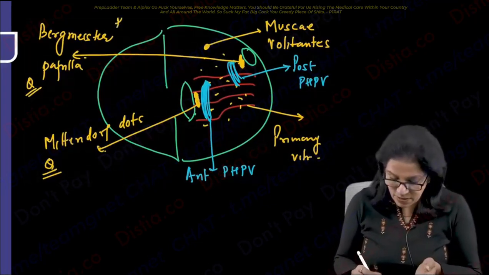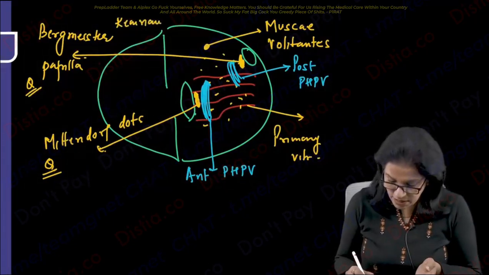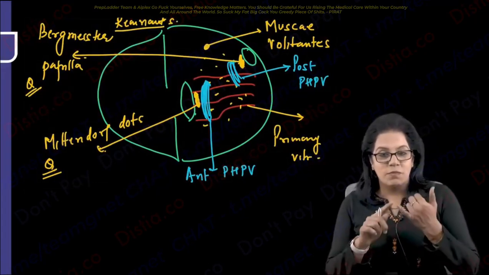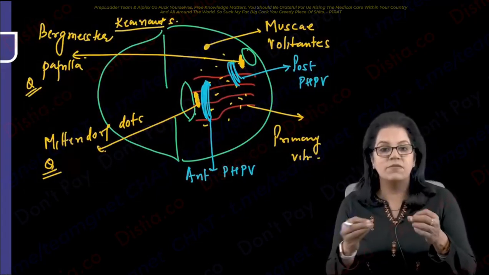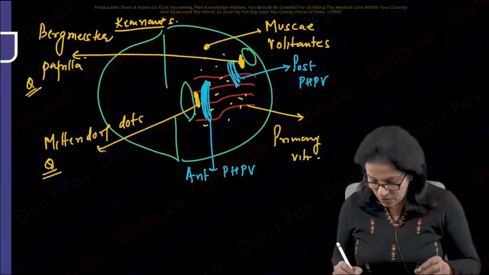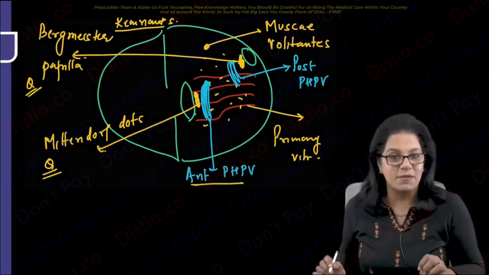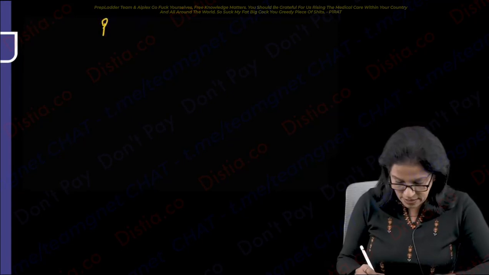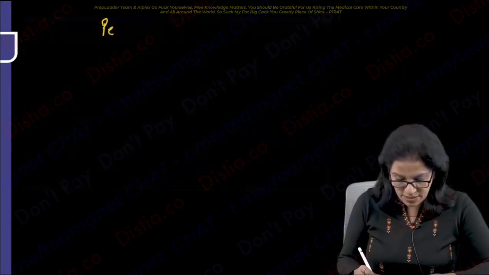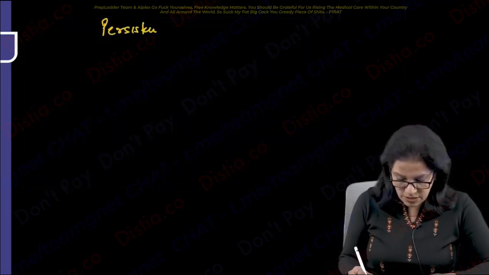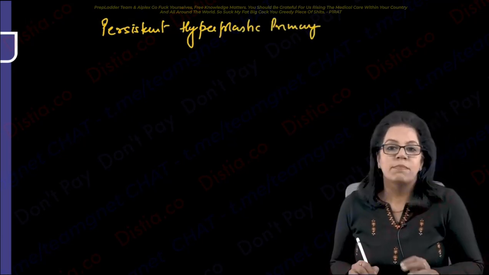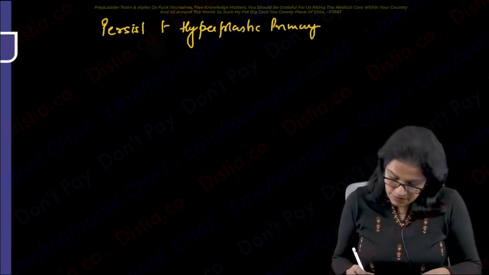Okay. So, this is your remnant of hyaloid tissues. We are learning the remnants of hyaloid tissue. So, muscae volitantes could be Mittendorf dot, it could be Bergmeister papilla, or it could be anterior PHPV and posterior. Now, talking about anterior and posterior, PHPV stands for persistent hyperplastic primary vitreous, right? So, the primary vitreous has been persistent. So, write down persistent hyperplastic primary vitreous.